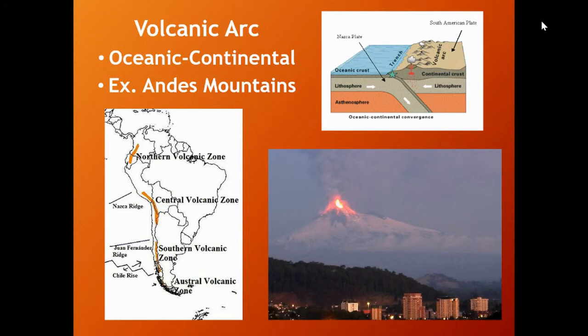Two types of volcanoes form at subduction zones. Really the same kinds of volcanoes, just one forms on the continents and one forms from underneath the water. The ones that form along the edges of continents, those are called volcanic arc volcanoes.